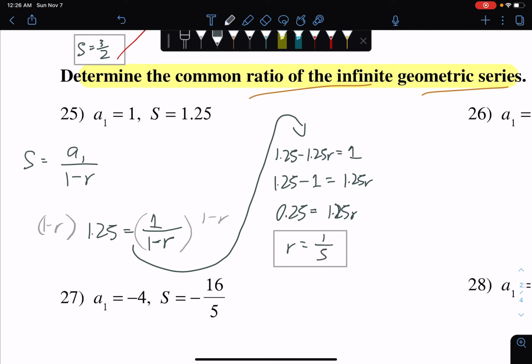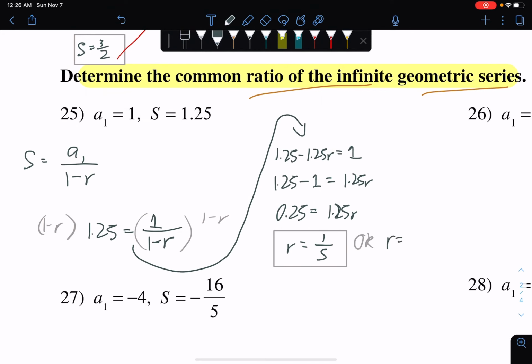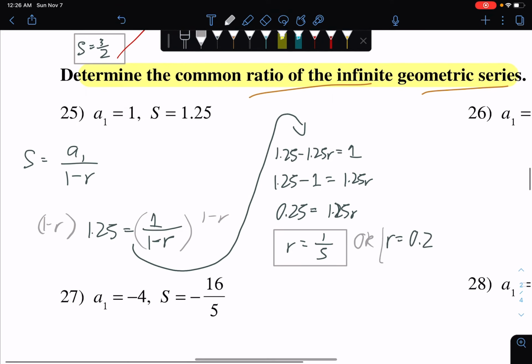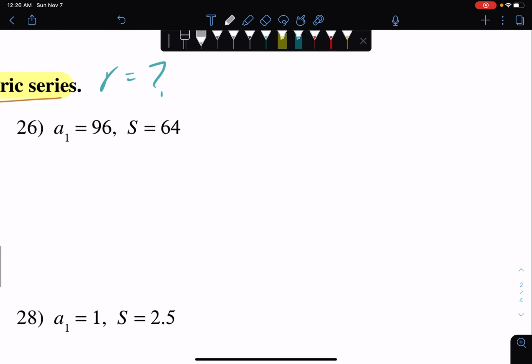It's a good thing that we've double checked. R is equivalent to 1 over 5, or consider the decimal form. R is equivalent to 0.2. Alright. We found the common ratio of number 25. Let's move to number 26.